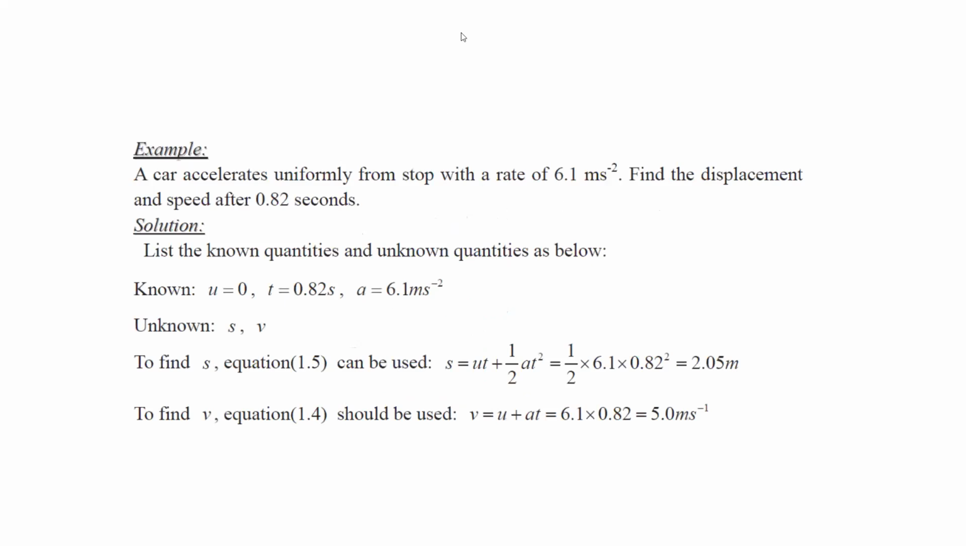So the first example: a car accelerates uniformly from stop. If something starts from rest, what will be the initial velocity u? Whenever an object starts from rest, the initial velocity will be 0. At a rate of 6.1 meter per second square, this is the acceleration. We have to find the displacement, that is the distance s, and the final speed, and the time is equal to 0.82 seconds.